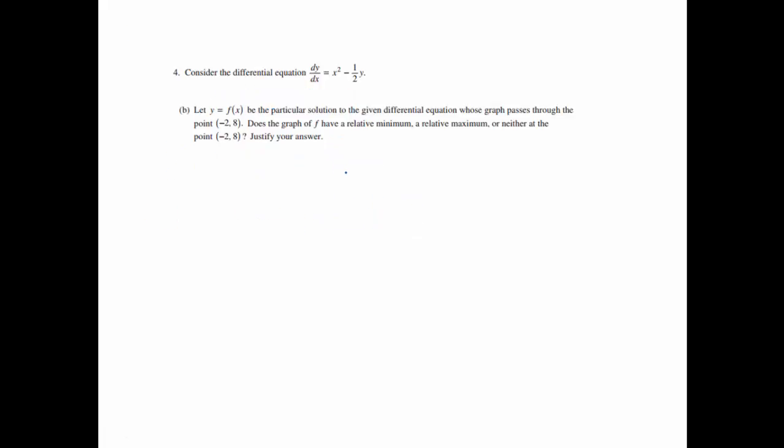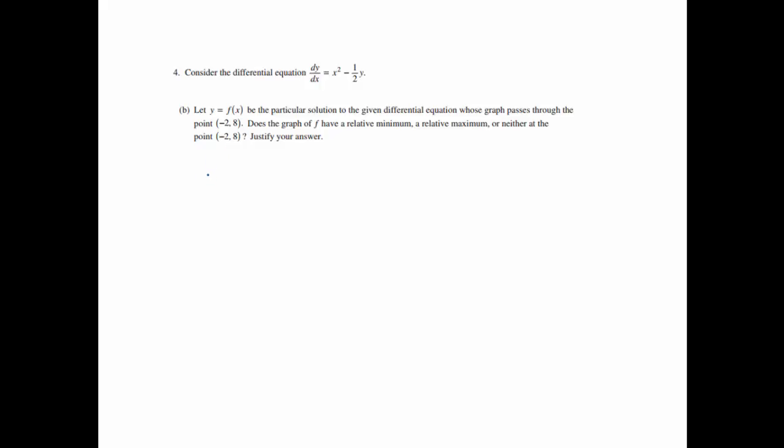All right, part B. Let y equal f of x be the particular solution to the given differential equation whose graph passes through the point (-2, 8). Does the graph of f have a relative minimum, a relative maximum, or neither at the point (-2, 8)? Justify your answer. Well, first of all, we need to decide if it's a critical point, and then if it is, is it a minimum, maximum, or neither? So the first thing we need to do is plug in the point (-2, 8) for our x's and our y's.